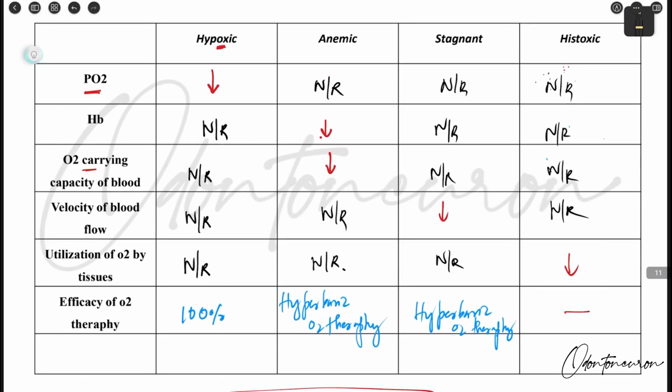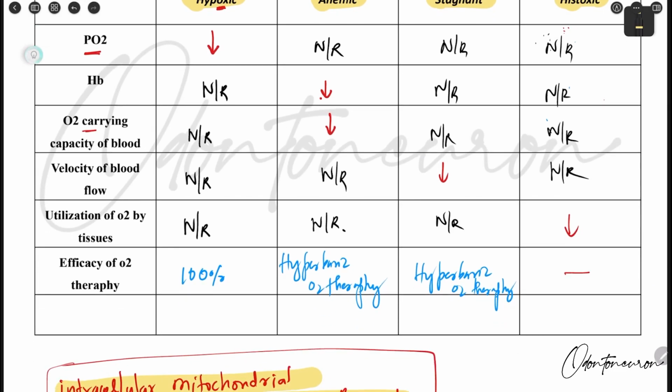Then just remember how hypoxic, anemic, stagnant, and histotoxic hypoxia work. And these parameters are important: your PO2, your Hb, your O2 carrying capacity of the blood, your velocity of the blood flow, your utilization of O2 by tissues, your efficiency of O2 therapy. Just remember these parameters.